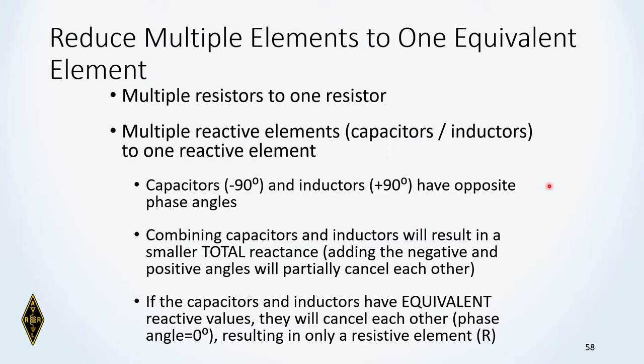We already saw that inductors and capacitors have opposite phase angles. Combining capacitors and inductors will result in a smaller total reactance. So in other words, it won't be 90 degrees. It'll be somewhere between 0 and 90. And if the capacitor and inductor have equivalent reactive values, they will cancel each other. The phase angle will become 0, resulting in only a resistive element.